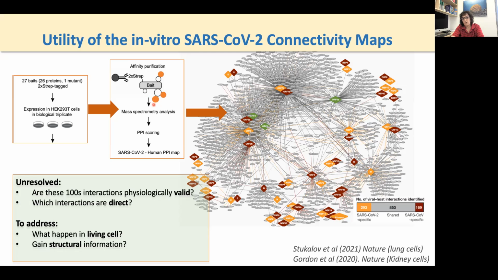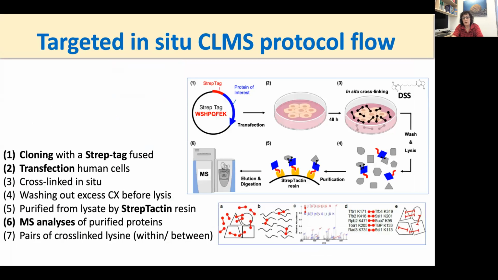And what we wanted to address is basically the question of what happens in real time, in real living cells, and can we gain structural information out of it? So to do this, we developed a method called targeted in situ CLMS protocol, and the idea is as follows.